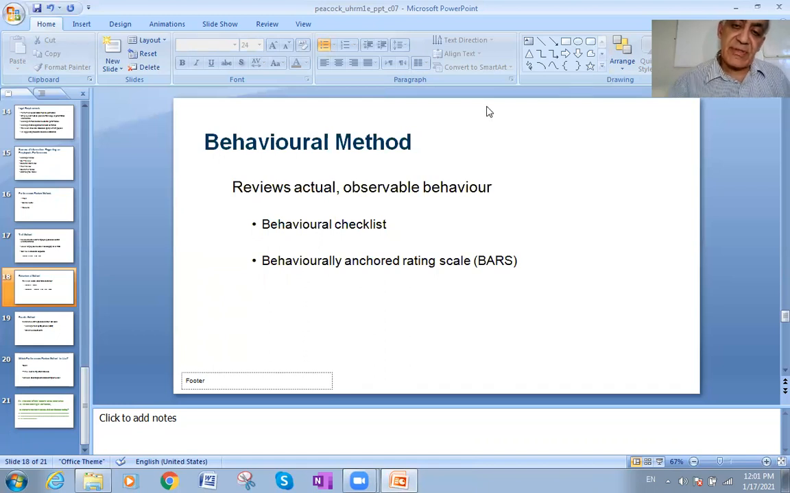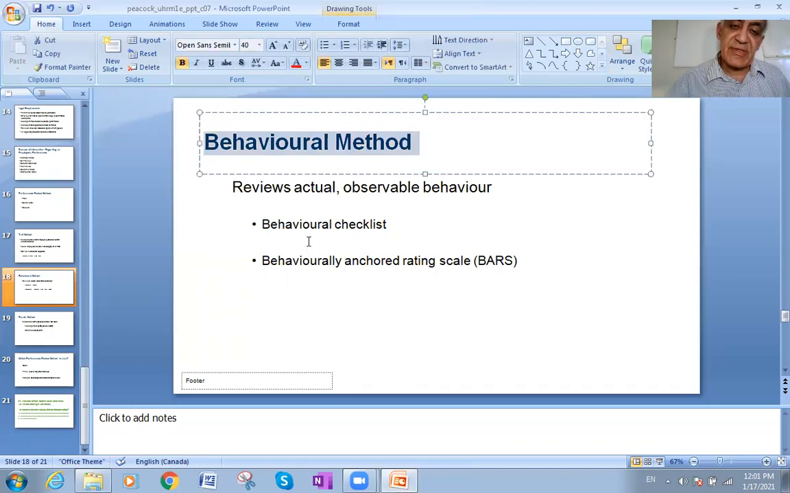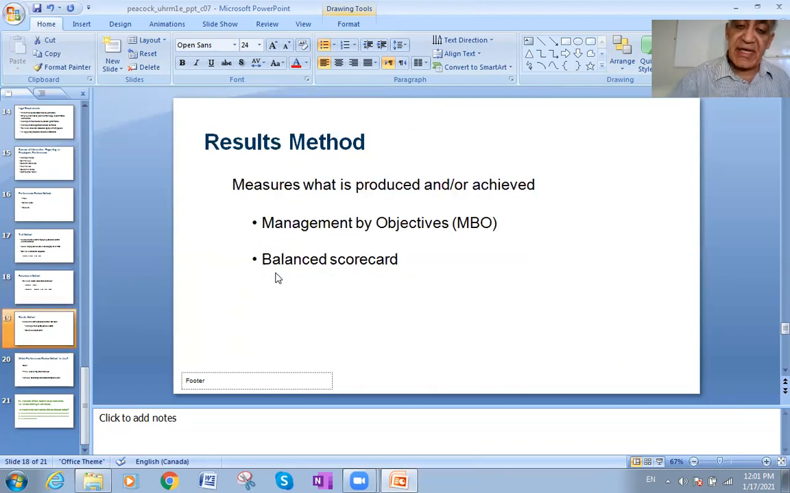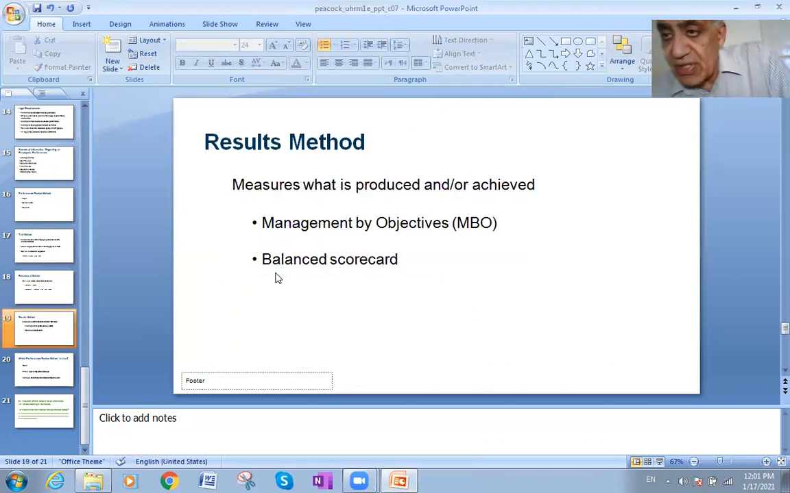The behavioral method. What is the behavioral method? It reviews actual observable behavior. There is a behavior checklist. There is also the behaviorally anchored rating scale, a kind of rating scale I can use to review performance. It's a rubric, for me as a manager, to use to review my employees' or workers' performance.